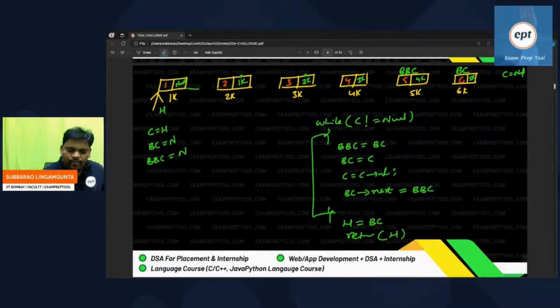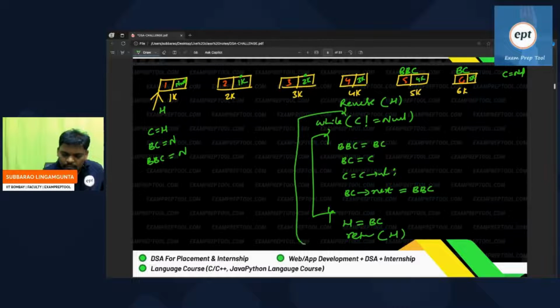I am writing the function name also. Lack of space, I am adjusting. So let me write reverse, reverse head. End of the story. Lastly, it is returning an address. Let us assume that the type is node. Because it is an address, node star. Using structures, you can create a type.